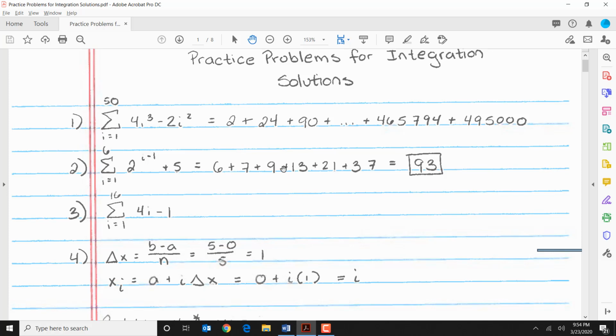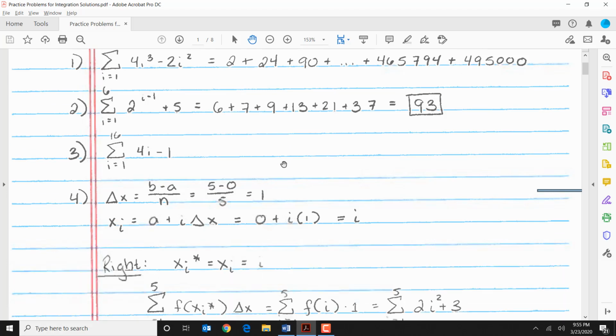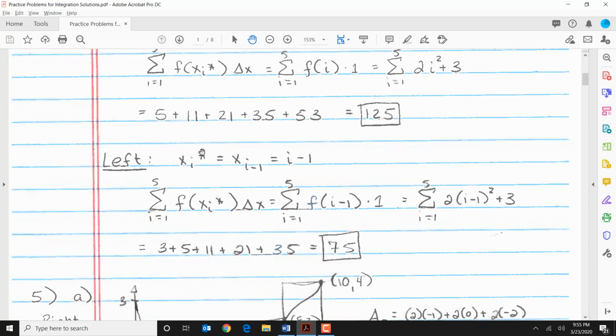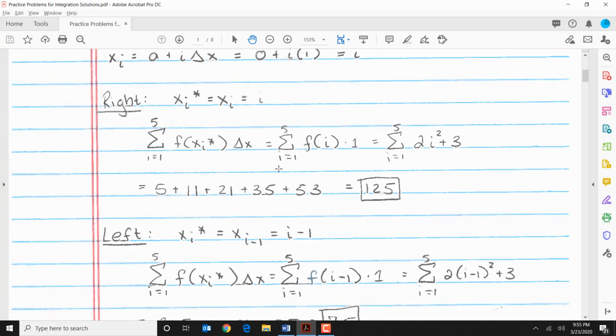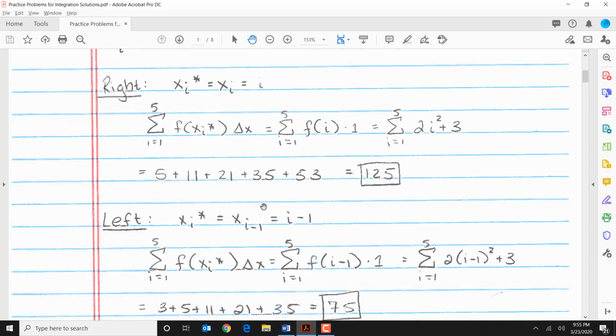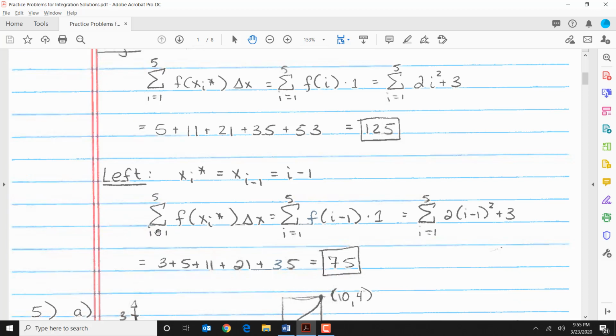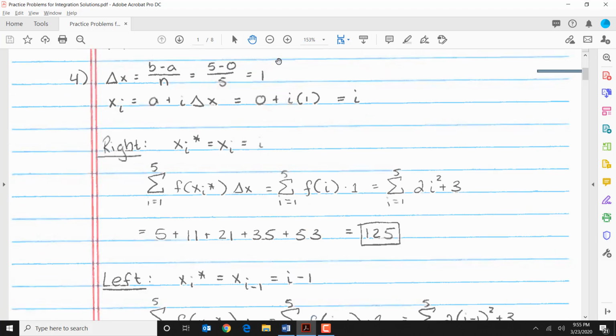But if you want to do it the formal way, and I put that in quotations, formal way, then we can start with our left endpoints. xi star would be x i minus 1, which since we said xi was i, then xi minus 1 would be i minus 1. So then we would take the sum from i equals 1 to 5 of xi star times delta x, which would be the sum from 1 to 5 of f evaluated at i minus 1 times our delta x, which notice here we found to be 1.